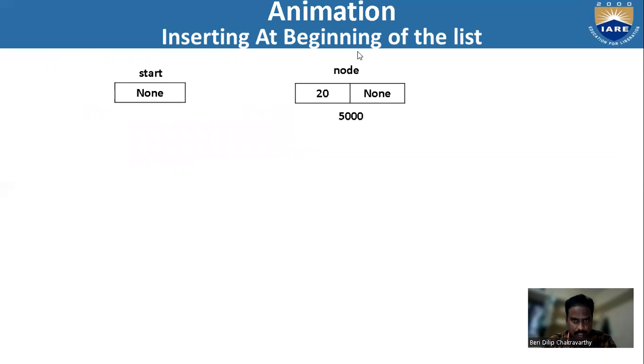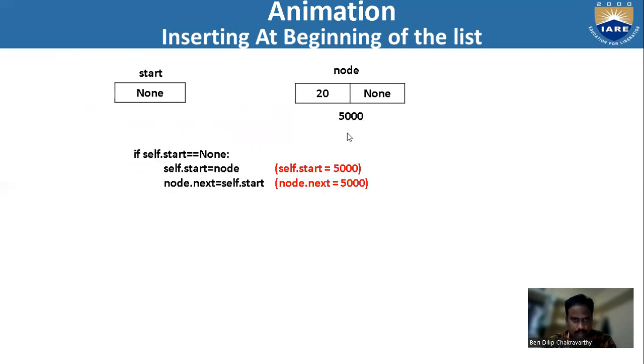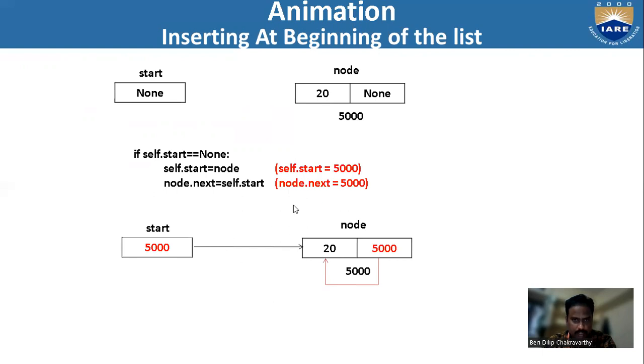But as it is a circular linked list, what I need to do? I need to give the address of the first node. As this node itself is the first node, here I need to place the address of this node as 5000. So we'll be getting it like this. 5000 is placed here, and here I am placing 5000, which looks like a loop. A node pointing to itself. So this is about insertion at beginning of list if there are no nodes in the list.